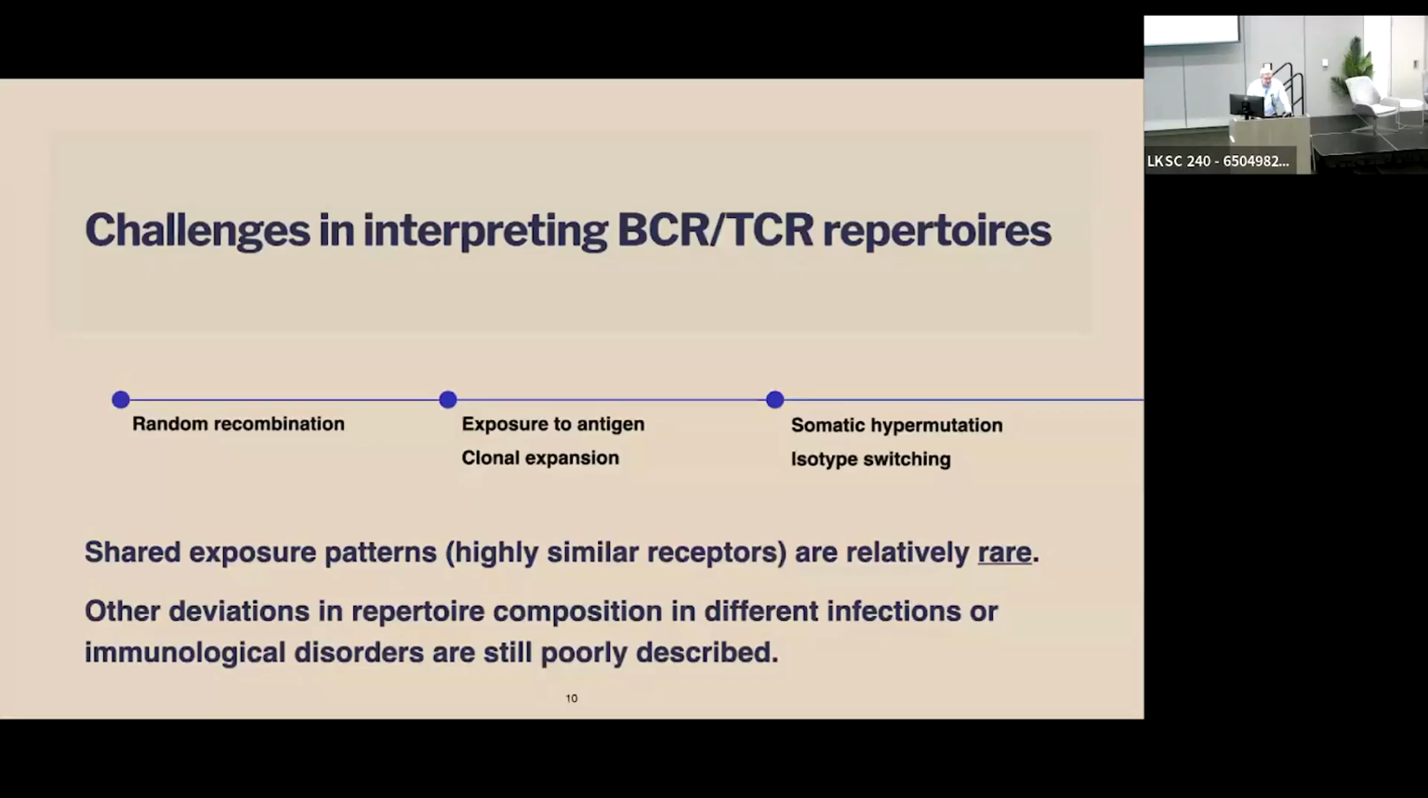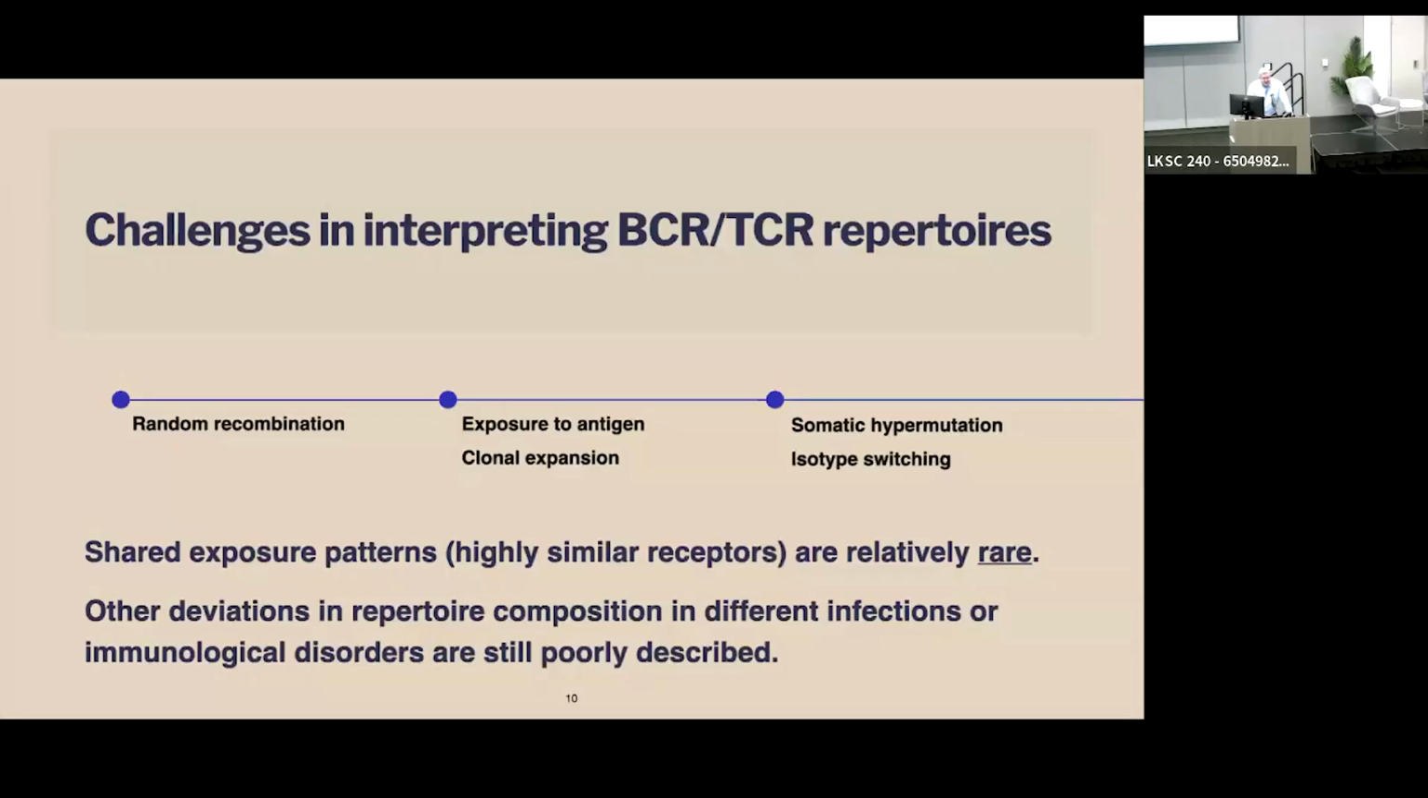So that's something that we've seen in previous work. They're still relatively rare. So if you look at two people getting the flu vaccine, for example, there might be only a few percent of all the B cell receptor sequences that look similar between any two people. So most of your response seems to be sort of private, but there are these public ones that can actually tell you what the person's responding to.